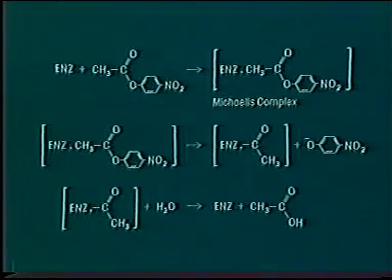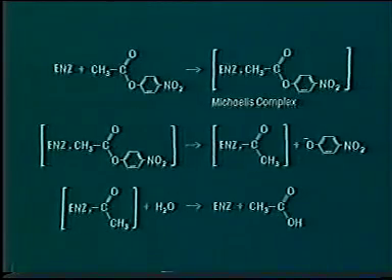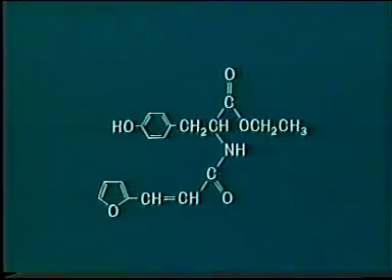Further evidence in support of this mechanism is obtained if another substrate other than paranitrophenyl acetate is employed. This new substrate is furyl acryloyl L-tyrosine ethyl ester. But don't worry too much about its structure. This compound absorbs light in the region of 330 nanometers, but notice that in this case it is the acid or acyl part of the ester grouping that absorbs the light.